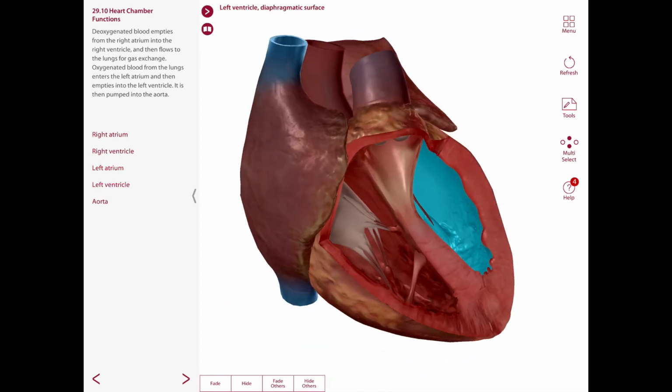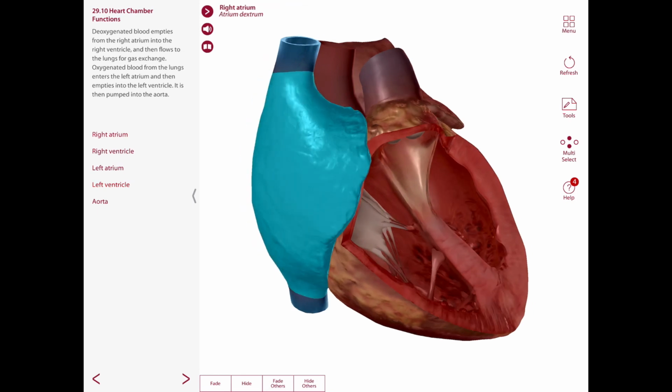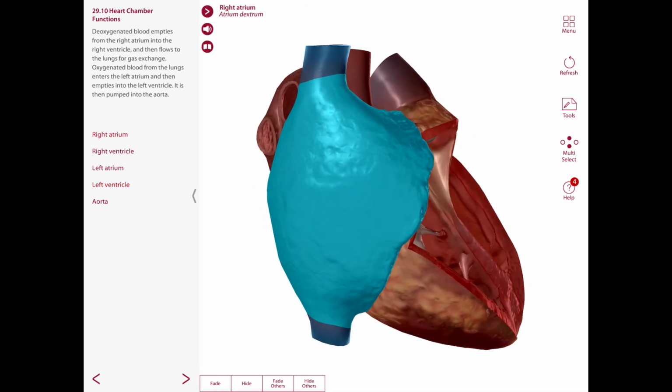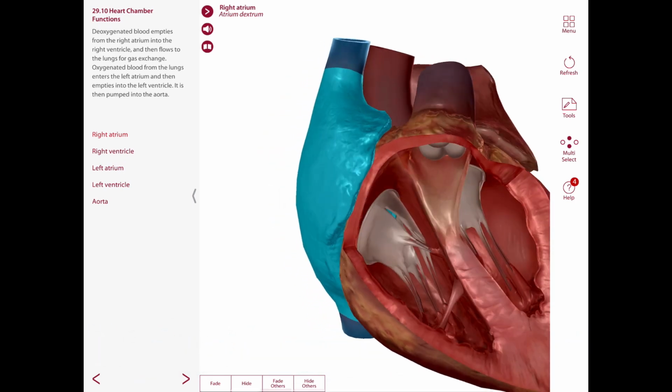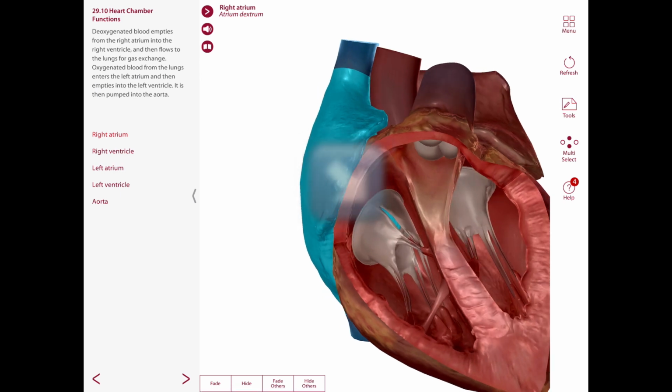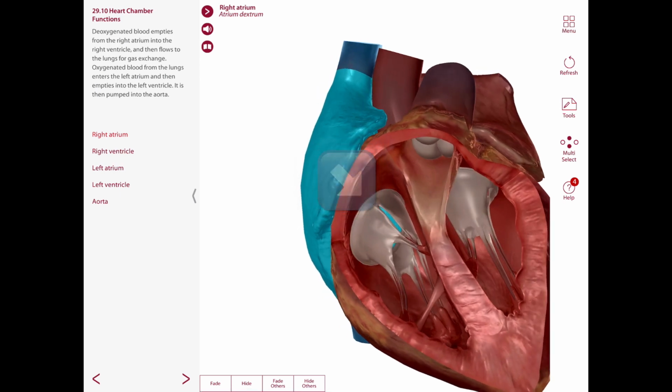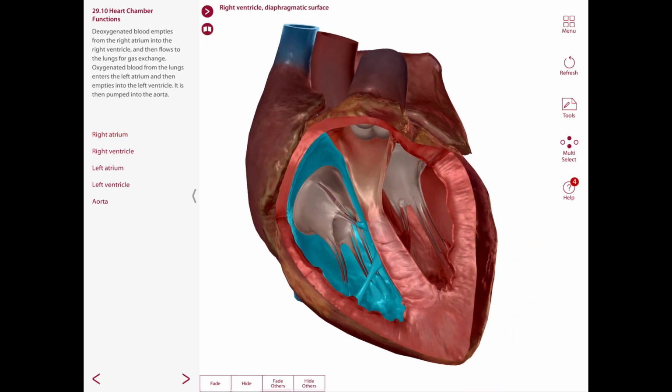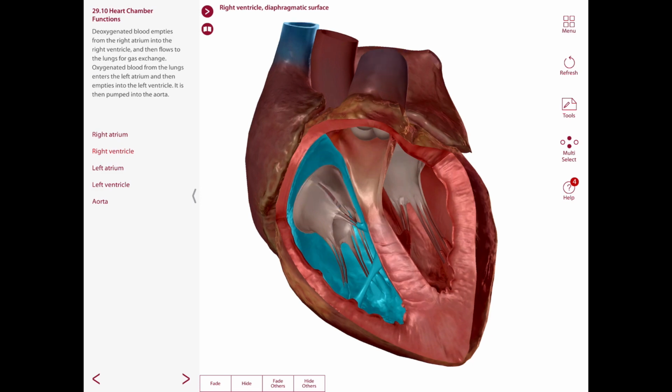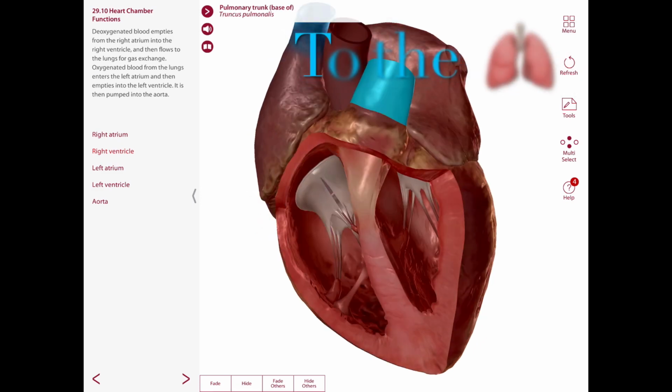So on the right side, the right atrium receives poorly oxygenated blood from the whole body, including the actual heart. This blood passes from the right atrium into the right ventricle. From there, the right ventricle pumps that blood into the pulmonary trunk, which you can see right here, and this structure carries blood to the lungs for oxygenation.